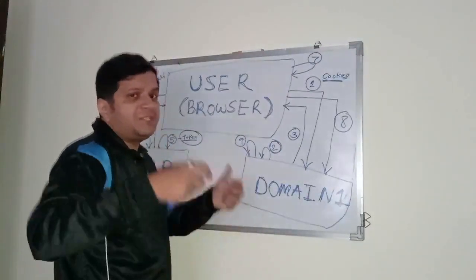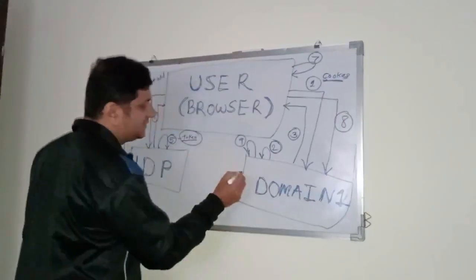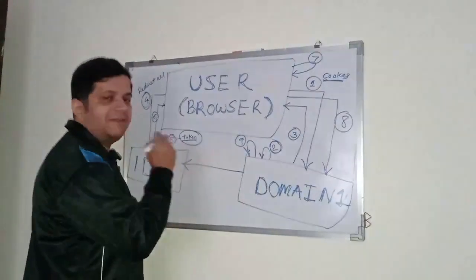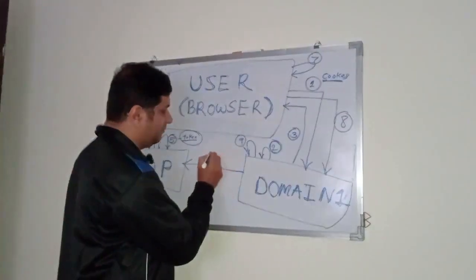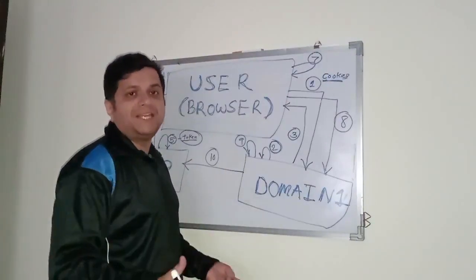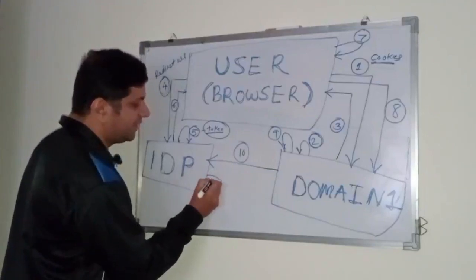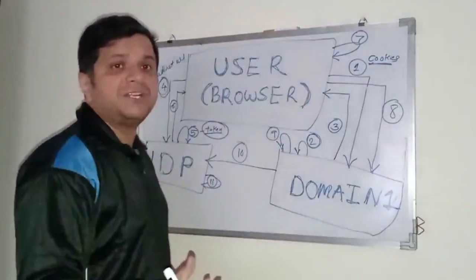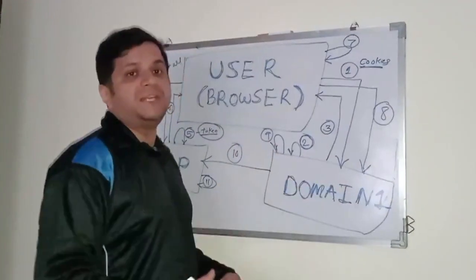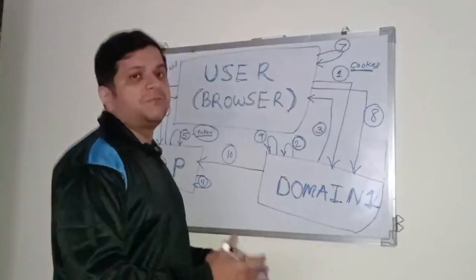So what will it do? Domain 1 knows nothing about the token. It sends that token to IDP saying, I have received this token, step number 10. Can you please validate whether this is a valid token or a fraud? IDP, step number 11, checks the signature of the token, and checks whether the user is the same and the signature is not tampered with. Let's assume that it wasn't tampered with.